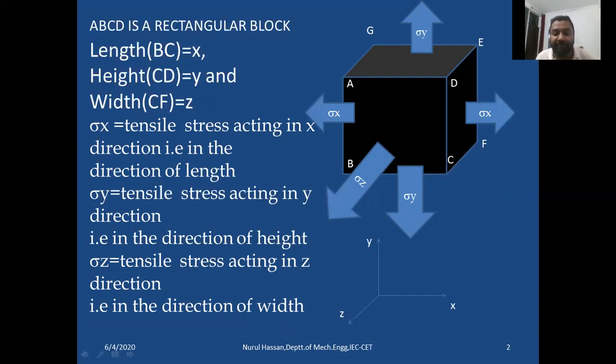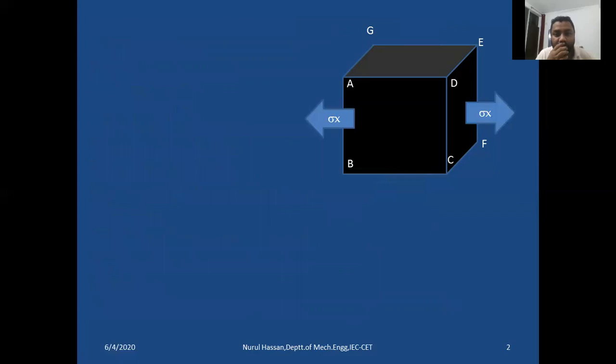Now what we have to find? We have to find out what is the total strain acting along the x-axis, what is the total strain acting along the y-axis, and what is the total strain in z direction because of these three stresses. That we will find out.